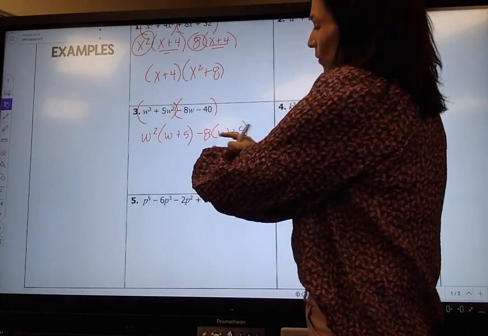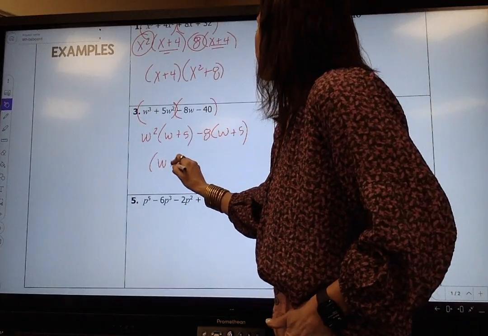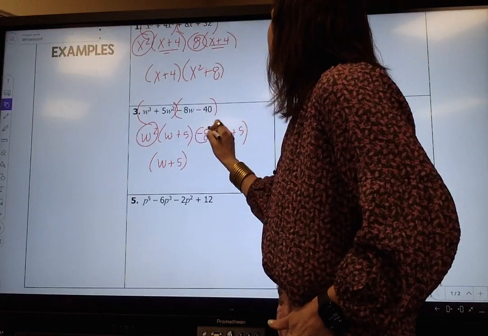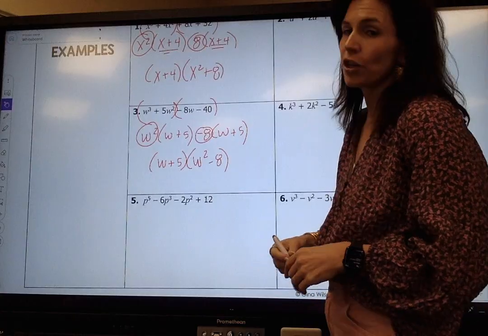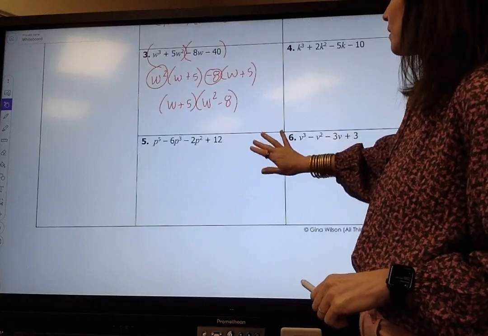Now my binomials match, so w plus 5, and then I combine these guys to get w squared minus 8, and of course I can check my answer. Okay, let's look down here.